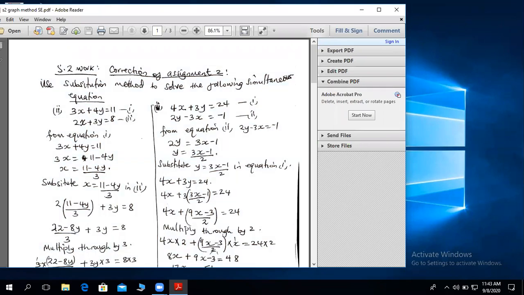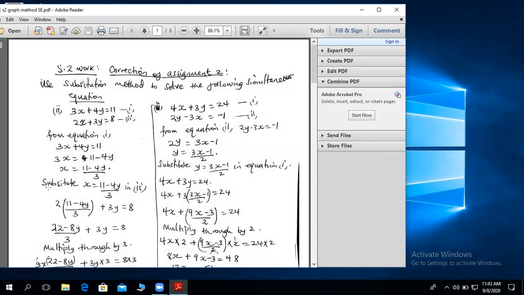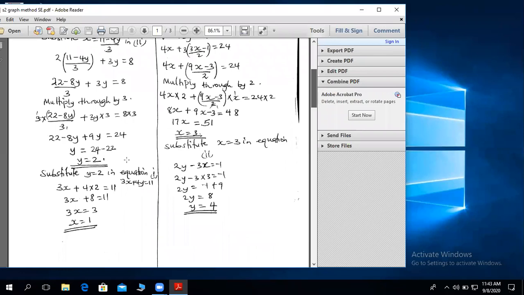It will give you 0. So if you have made x the subject in equation 1, make sure that you substitute in equation 2. Yes, you substitute in equation 2. And when you do that, you solve for y the way I have shown you. And when you get the value of y, you substitute it in any one equation to get the value of x. This work is very simple.